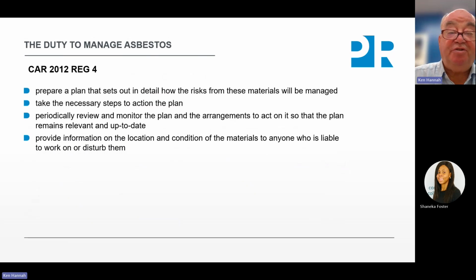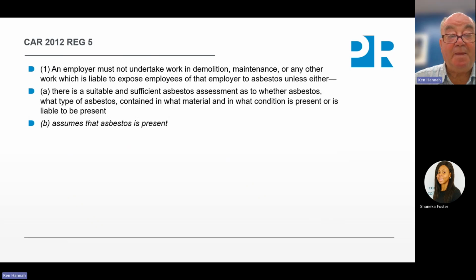So once you discover you've got it, you can encapsulate it or have it removed. If you encapsulate it, then you have to monitor where it is, put it into an asbestos register, and describe the type and the quantity and the location. So this is known as a management plan. So periodically review and monitor the plan and the arrangements to act on it so that it remains relevant and up to date. And as I said before, provide information on the location and condition and who is likely to be able to work on that area.